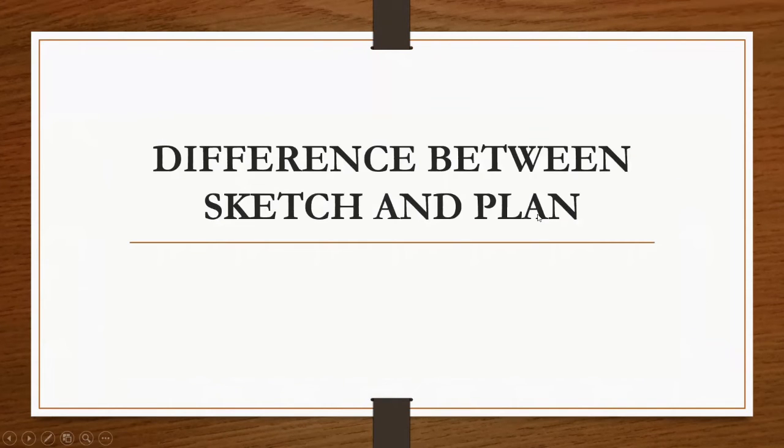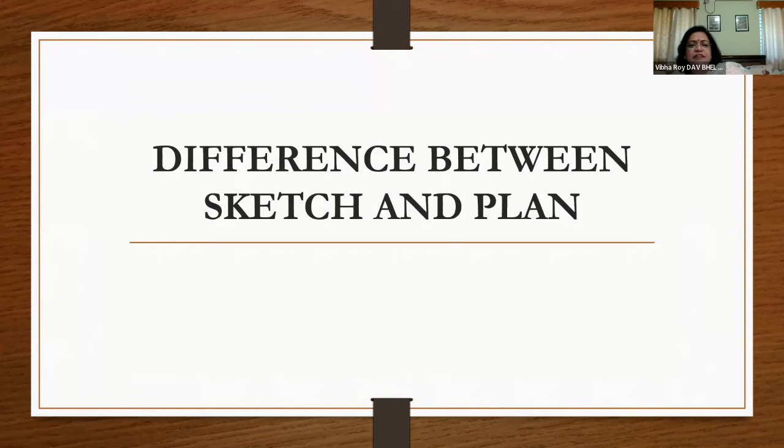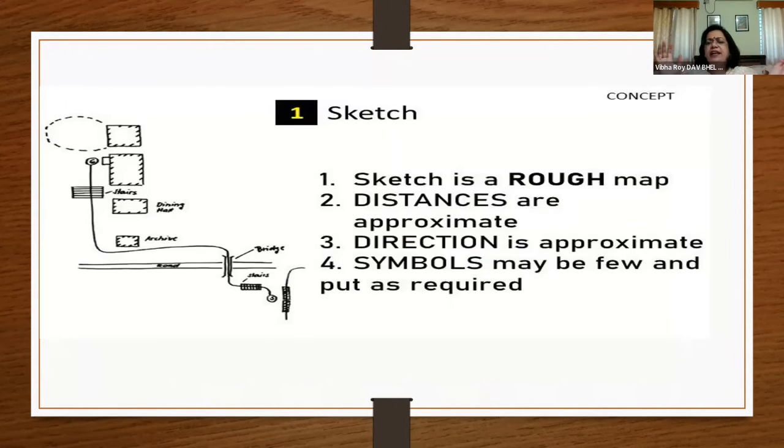Right. Now, last part, I think. Difference between a sketch and a plan. Now, a sketch is something which is very rough. I can draw a sketch from my house to the school. So a sketch is a rough map. Here distance is approximate. You don't need to write distances also. Directions also are approximate and symbols are very, very few. Suppose a child is showing the teacher where his house is from the school. Roughly they can draw a sketch and show.